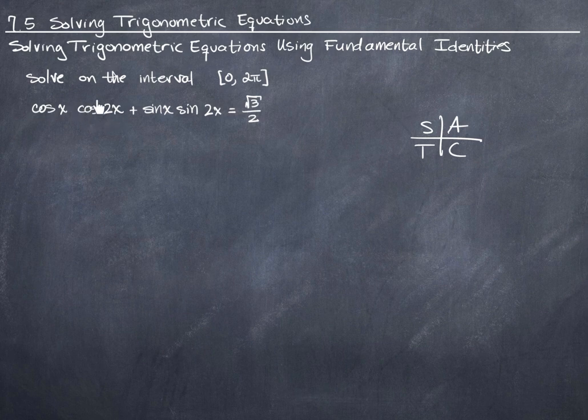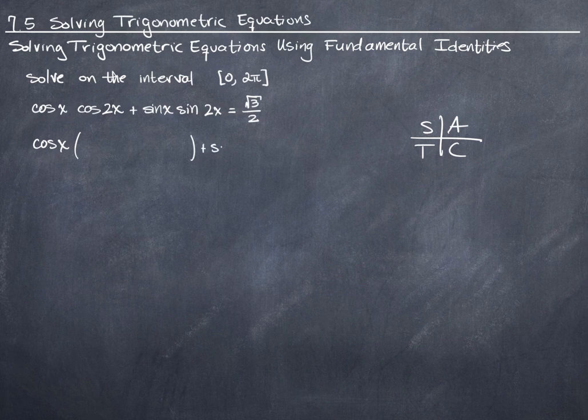I do notice that I have a double angle here, and at least I think you should be able to do this at this point: recognizing you have a double angle, and use the double angle formulas to convert one form of this equation into another. I'm going to start by changing the cosine of 2x into, again, I have three different options here.